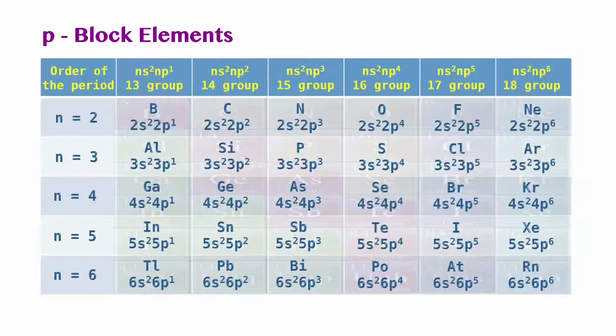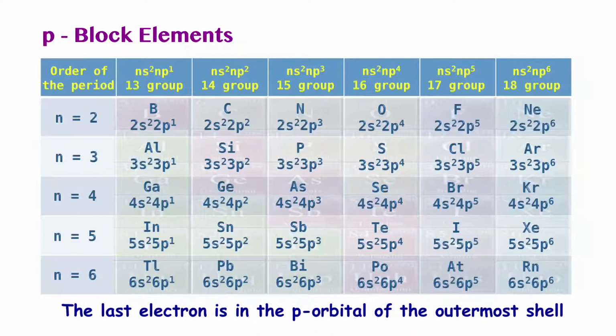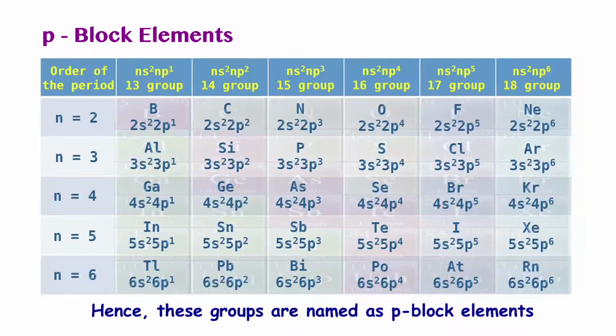Now what we are observing here is that the differentiating electron enters into the p orbital of the outermost shell. The last electron is in the p orbital of the outermost shell. Hence, these groups are named as p block elements.